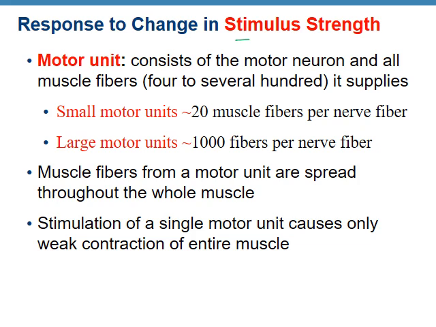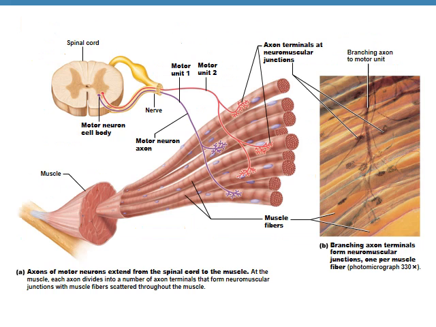Stimulus strength is dependent on motor units. So the motor neuron and all of the muscle fibers that it innervates are called a motor unit. So you can have small motor units that have 20 or so muscle fibers. You can have large ones that have thousands. So the stimulation of a single motor unit will cause only a weak contraction of the entire muscle.